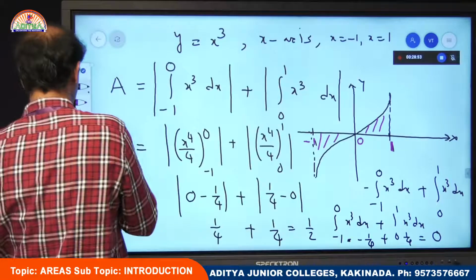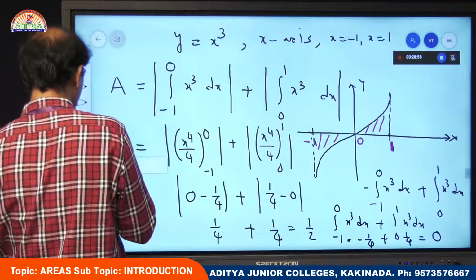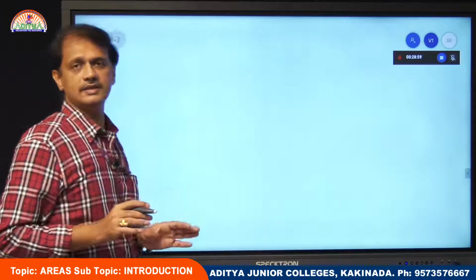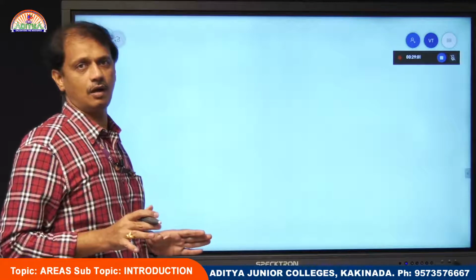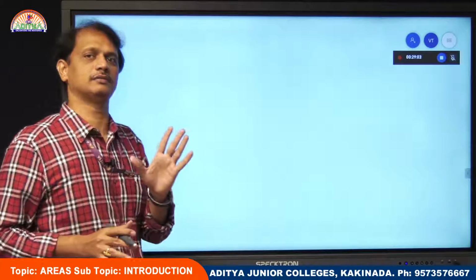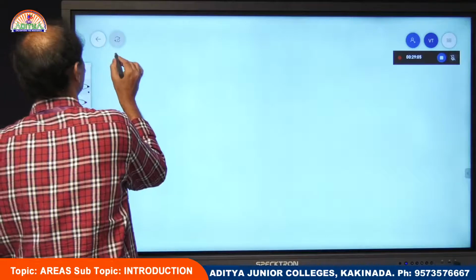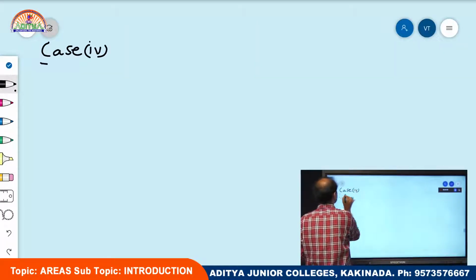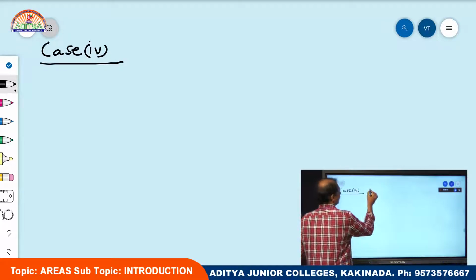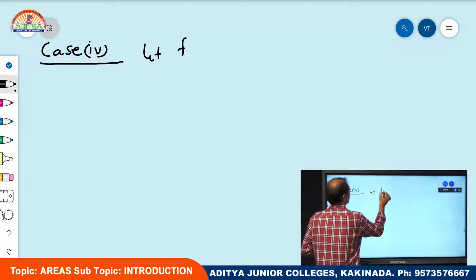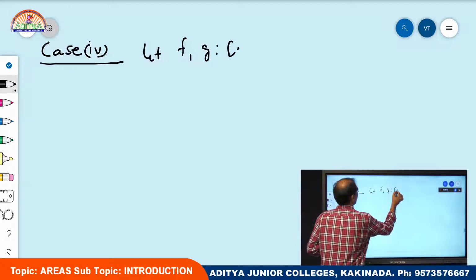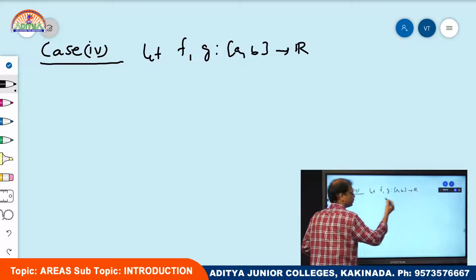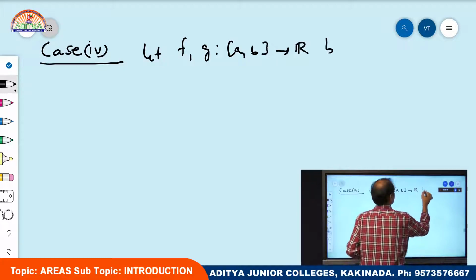Now coming to the next case. Here I am going to give the area of the region bounded between two curves. Up to now we have been considering only one curve. Now I am going to take case 4. Let f, a mapping from closed interval a comma b to R, be continuous.